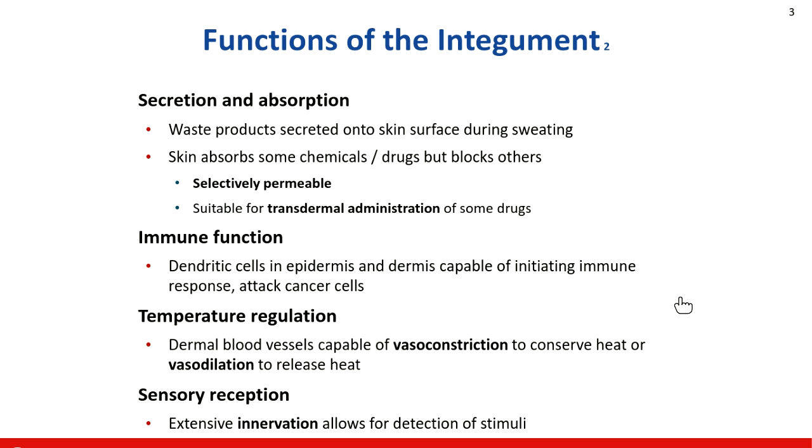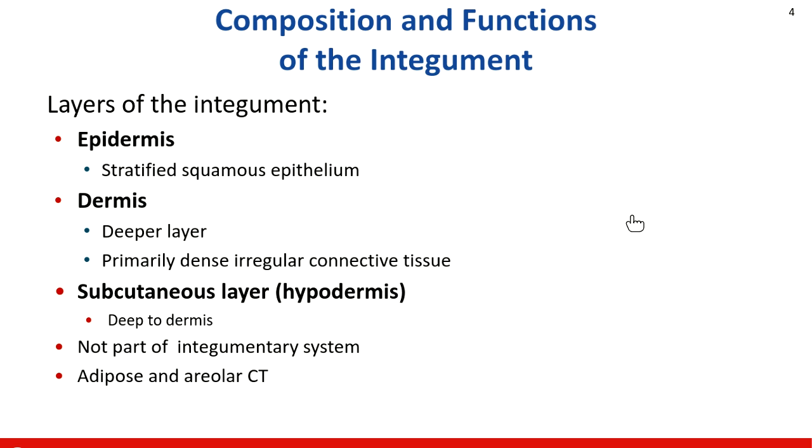And then finally, the last function is sensory reception. We have many, many different types of sensory receptors throughout our skin: deep touch, vibration, pain receptors, thermoreceptors. We have tons of receptors all throughout our skin to detect those specific stimuli, and then we can initiate our response to that stimuli. All right, so let's move into the parts of the skin.